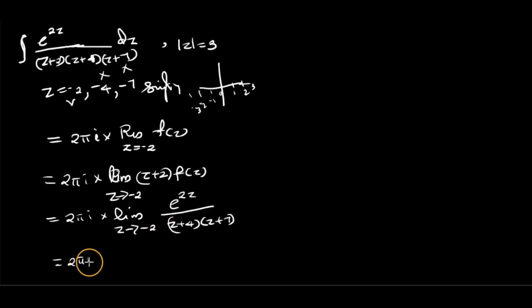Now putting the limit, we get e raised to minus 4 divided by (minus 2 plus 4 is 2) into (minus 2 plus 7 is 5). 2 cancel. We get e raised to minus 4 pi i divided by 5. This is the answer of this question.